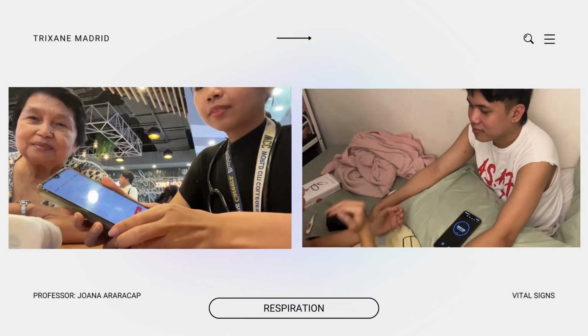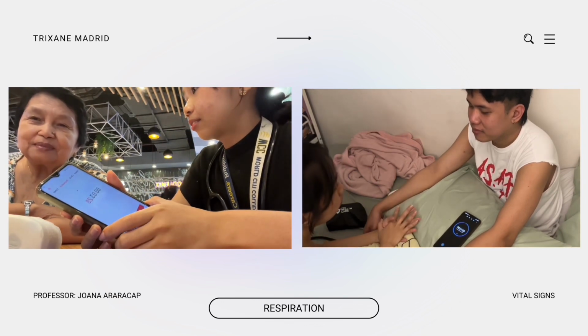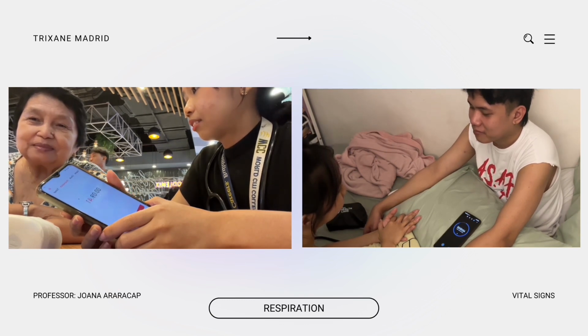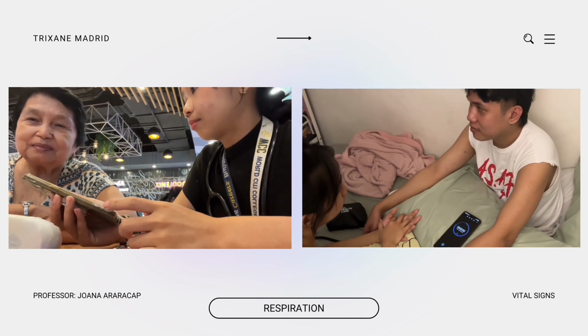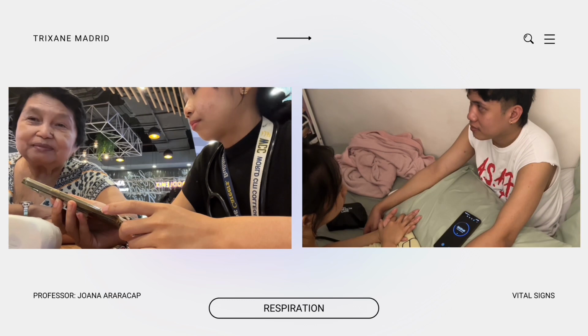Respiration is the process by which organisms exchange gases, especially oxygen and carbon dioxide, with the environment. To know the respiration rate of my patients, I am counting the number of breaths for 1 minute by counting how many times the chest rises.